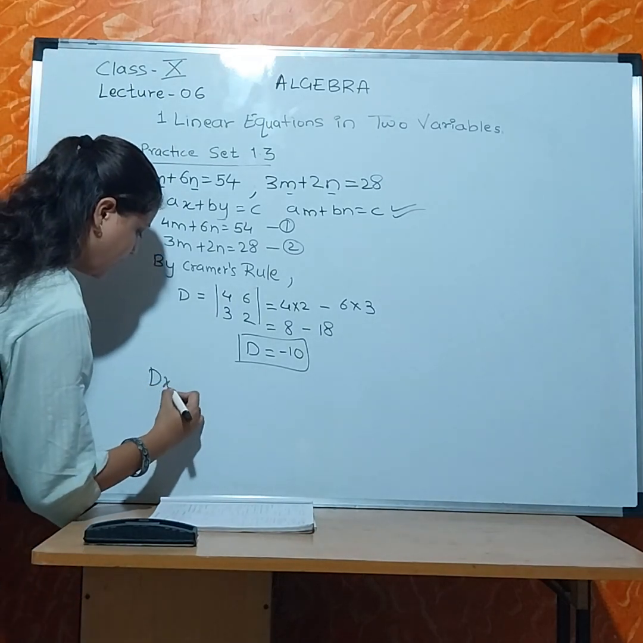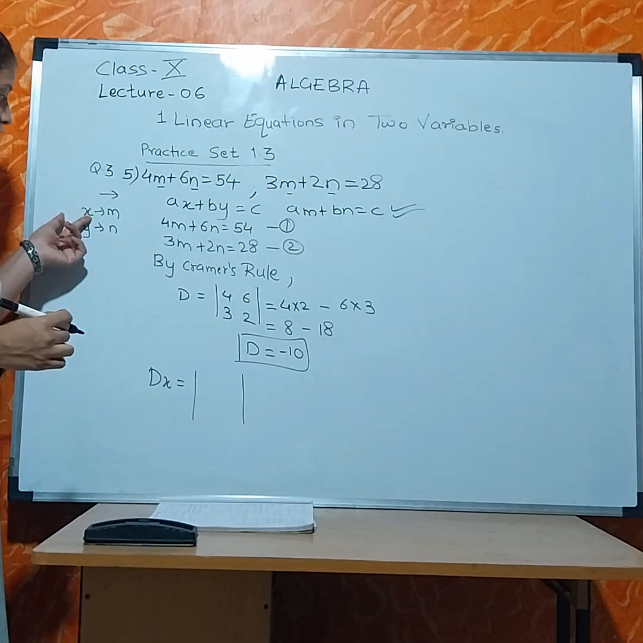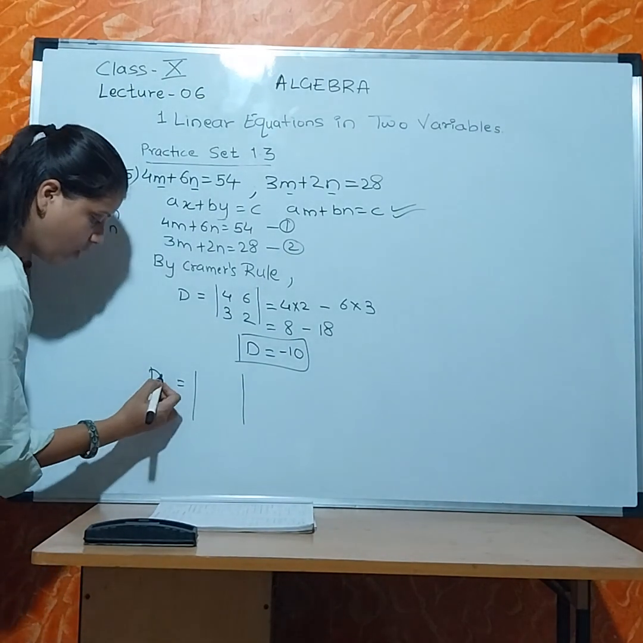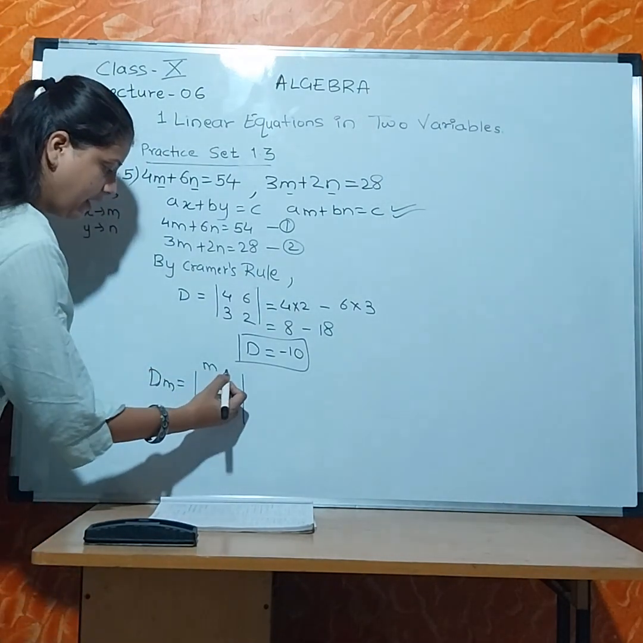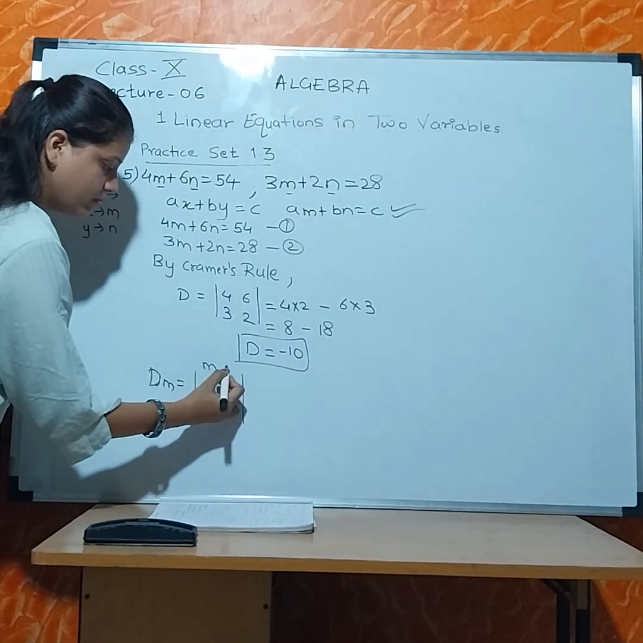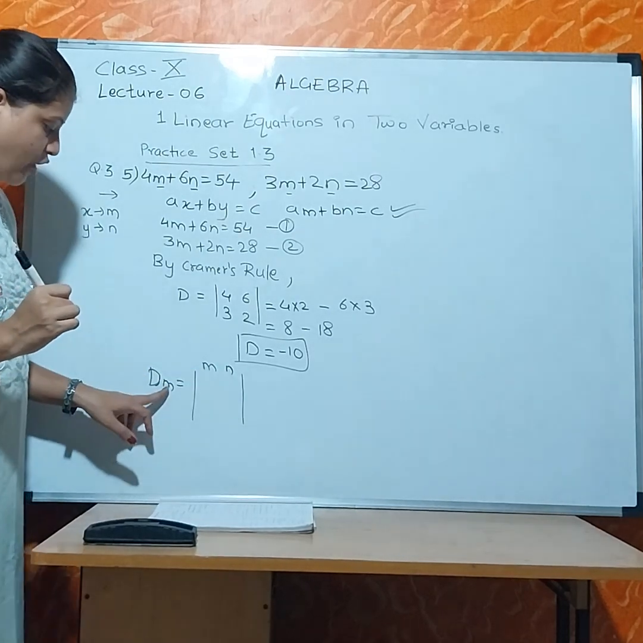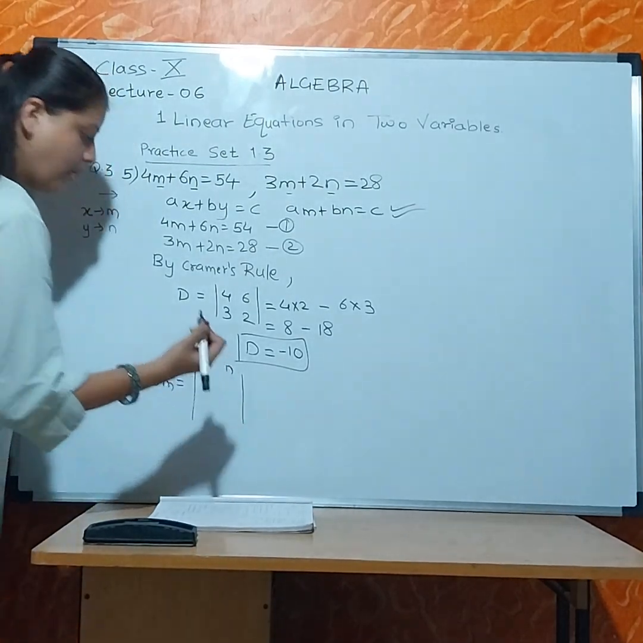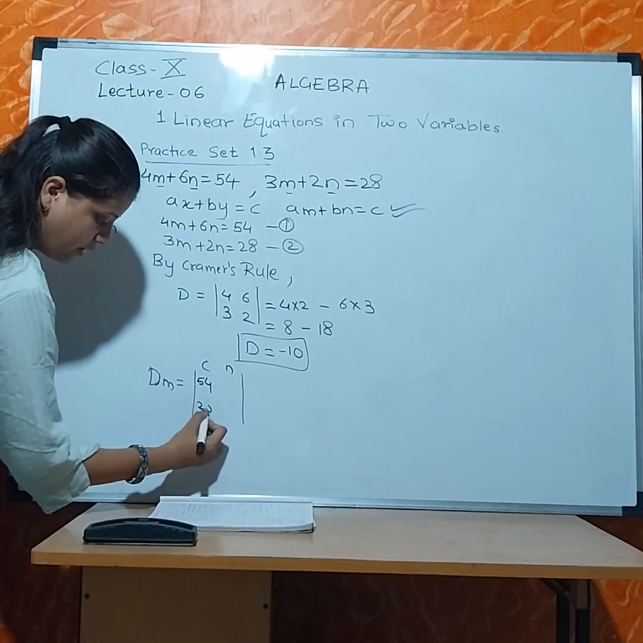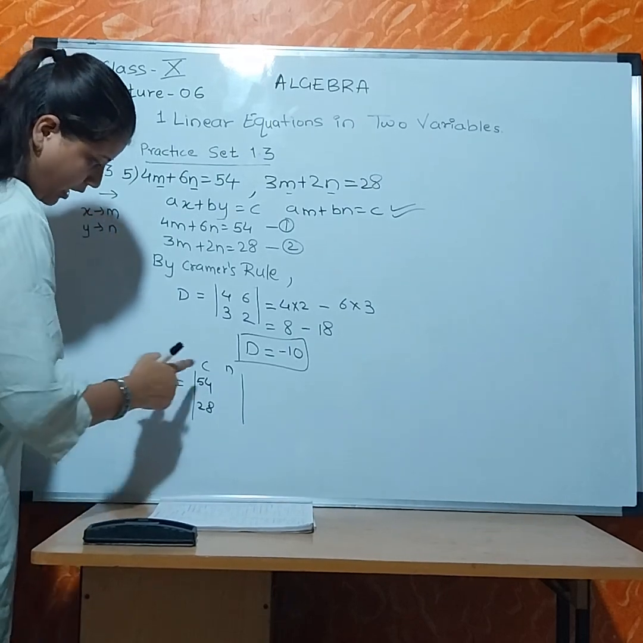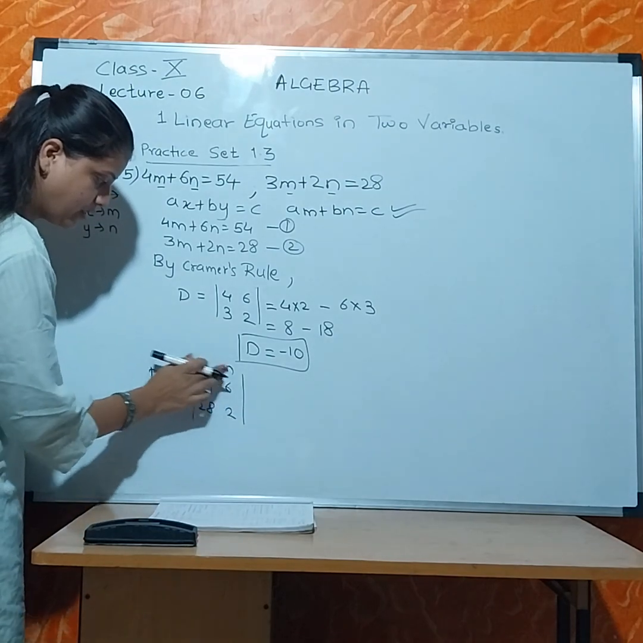Now we will find dx. To find dx, now here remember it is not dx. Instead of x it is m. So we have to find the value of dm here. We are substituting the values of coefficients of m and n. But instead of m here we have to put the value of which number? Constant. So what are the values of constants here? 54 and 28. And what is the value of n? Similar, 6 and 2. Understood?